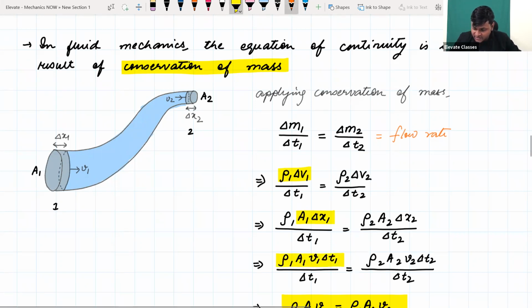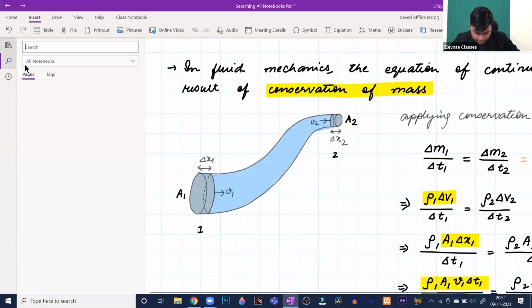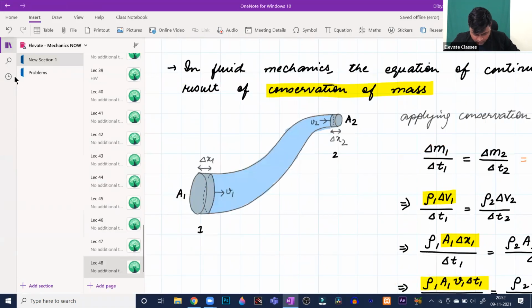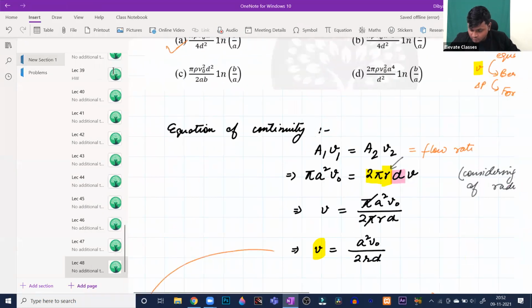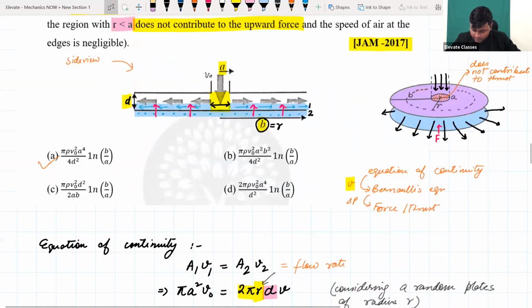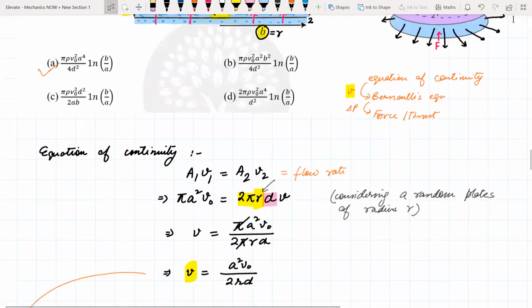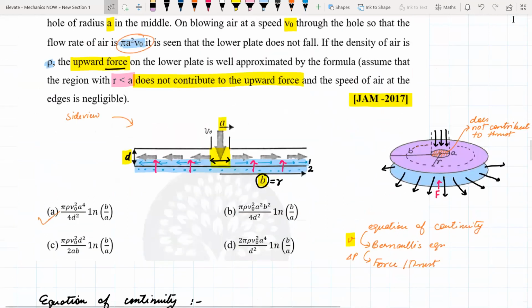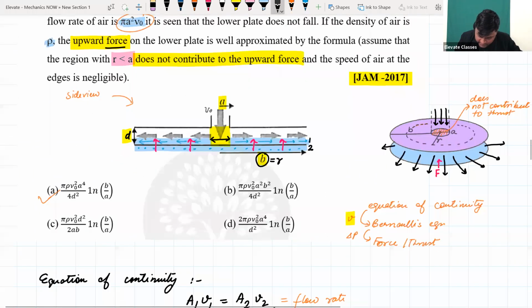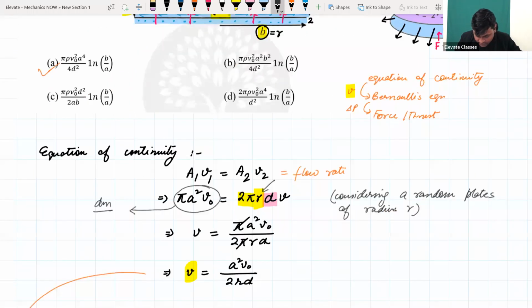So flow rate is essentially equal to rho a v. If density is constant, I can just write it as rho a v. So basically, your flow rate is what I have already taken in the question, pi a square v naught. Pi a square v naught. So this is nothing but the dm upon dt term. Okay, this is the flow rate.